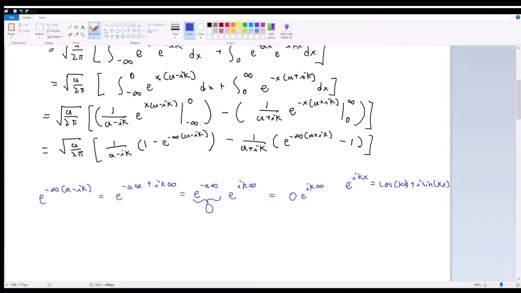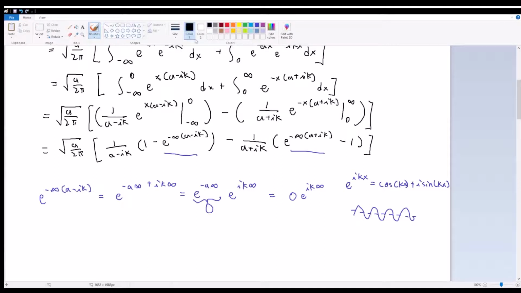So e to the ikx is just this trigonometric sum. And because cosine and sine both modulate within this range, at infinity there's just going to be some finite value. Cosine of k times infinity is going to be some finite value that ranges between the amplitudes of +1 and -1. Same thing with sine kx. It goes from positive i to negative i. Either way, these are both finite values, and they're both being multiplied by this term of 0 at the front. So automatically, this term and this term both equal 0.